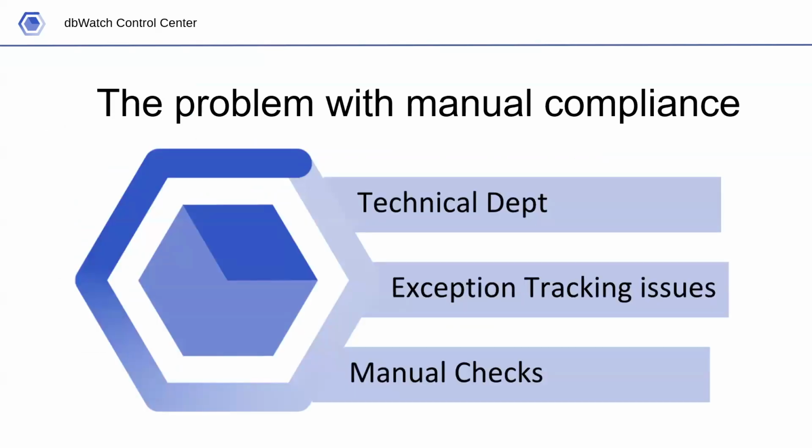Manual compliance is a trap that is easy to get into once you have the request from management to become CIS compliant or similar, because it's tedious, it's error prone, it creates technical debt, it's hard to keep track of all exceptions, and audits are very hard to do, because even if you've gone through your databases once, when you come to an audit, it will most likely fail.